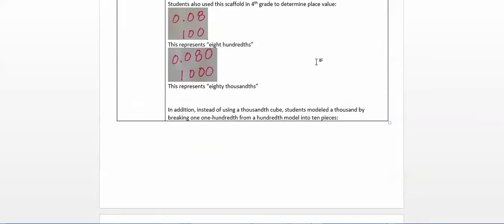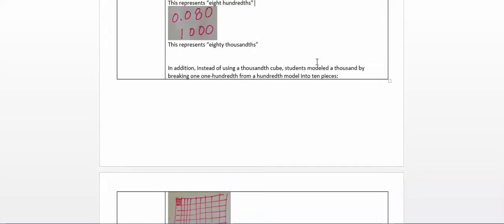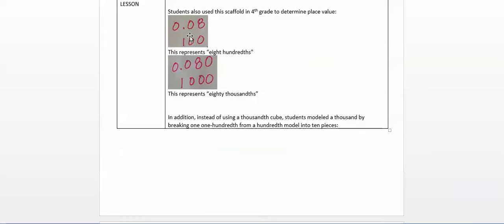This is a scaffold that students learned in 4th grade. They would place a 1 underneath the decimal, and they would read this, and then they would fill in each digit, each gets a 0. So this would be 8 hundredths. This would also be 80 thousandths, right? And so you may see some of that happening today.